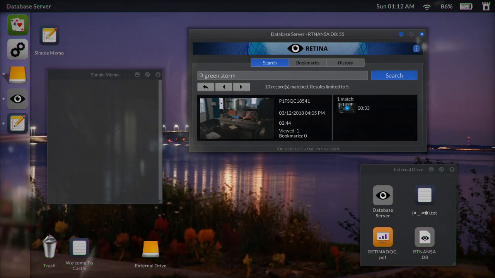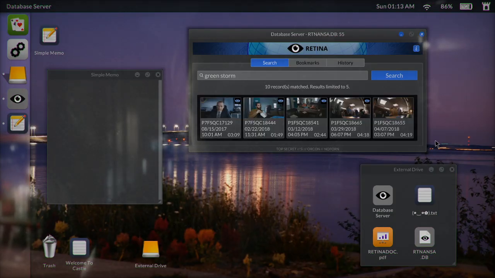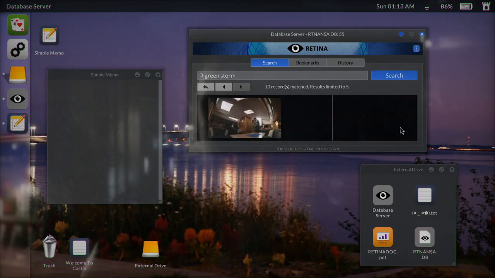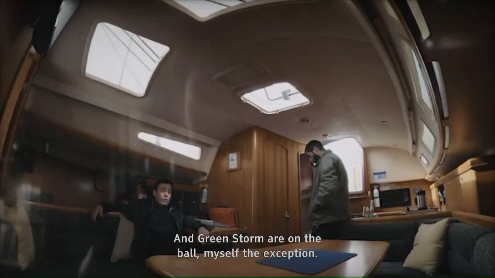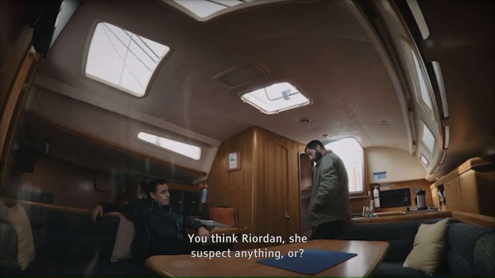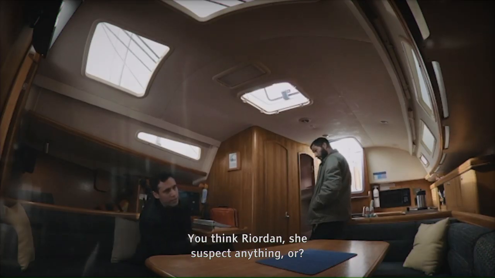Can you turn that off, please? Okay, so I don't understand why they're saying that Greenstorm could be jihadists. They seem like they are just eco-activists. And Greenstorm are on the ball. Myself the exception. You think Riordan suspected anything? Or... she's just paranoid.